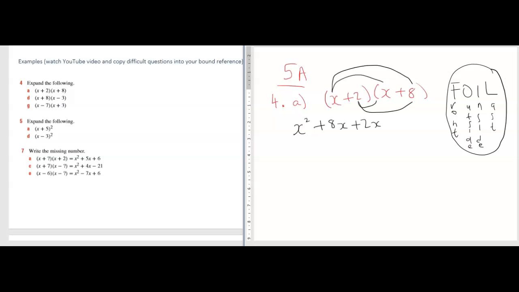And then the last, which is 16. Now we've got to group our like terms. So x squared, there's no other x squared, so that just stays there. We can add our x's. So 8x plus 2x is 10x. And then we've got plus 16. Okay, so we can do that.